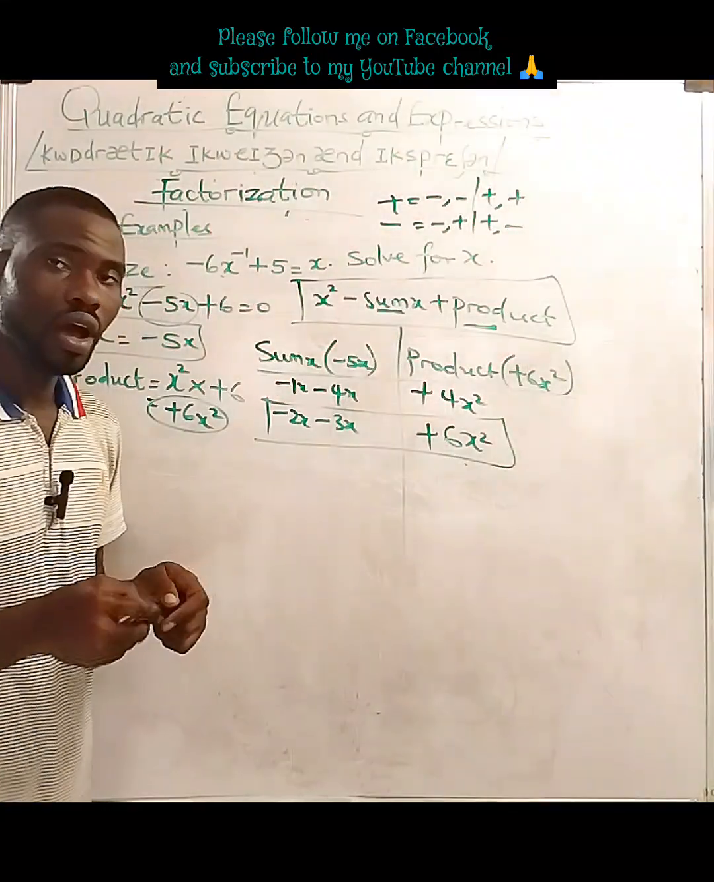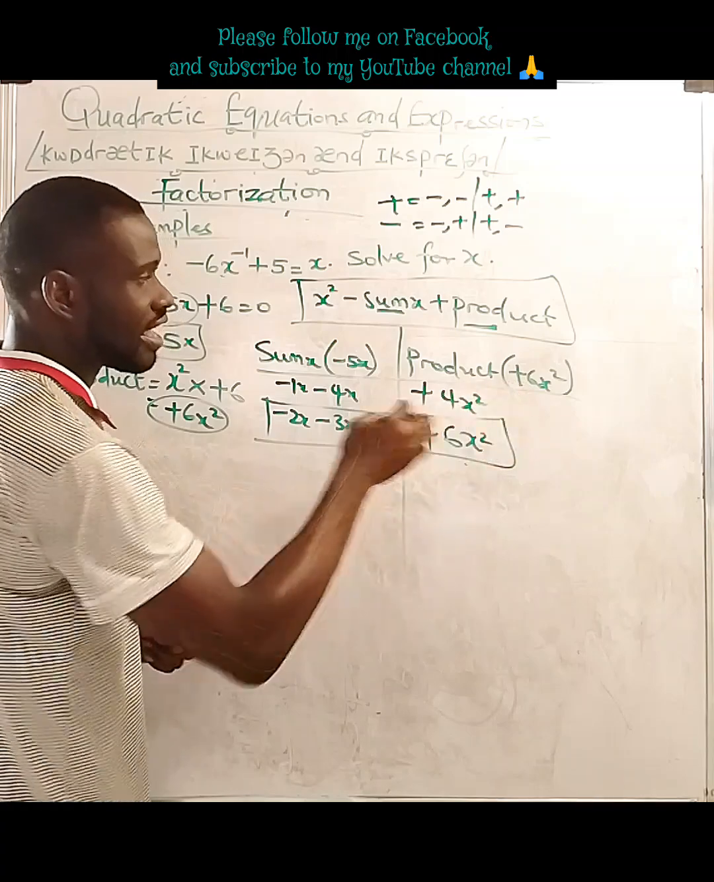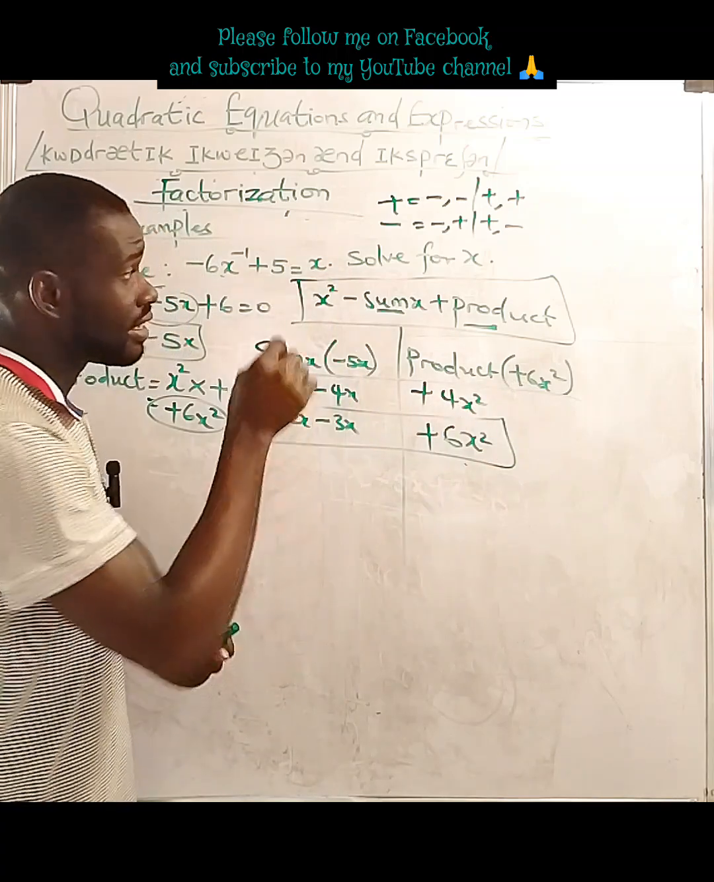We've gotten our factors. So don't forget that, first of all, you have to look at the product. If the product is positive, it means you have equal signs. If the product is negative, you have different signs.